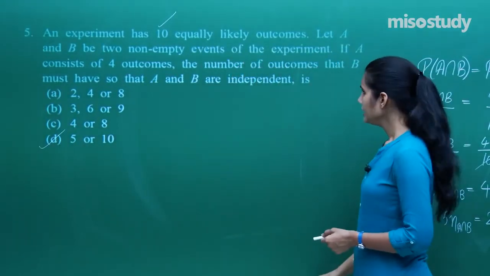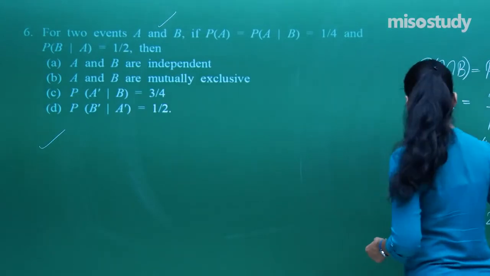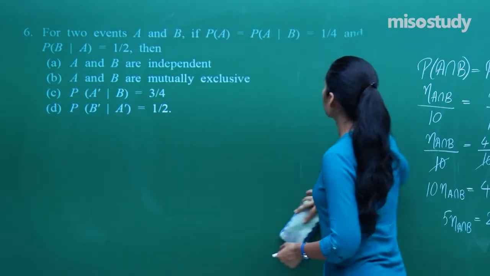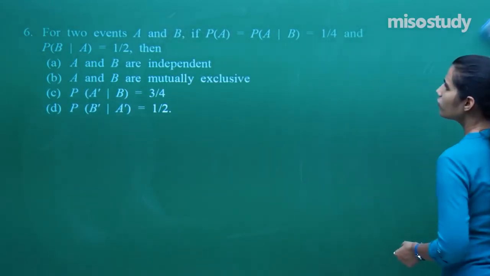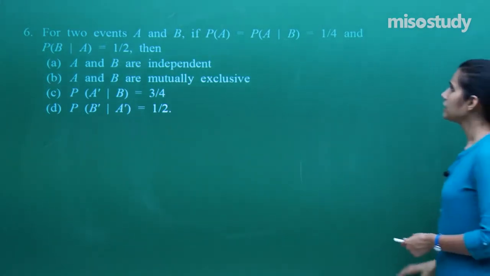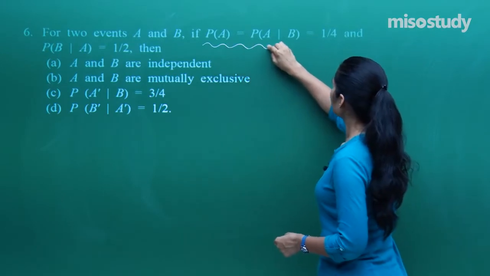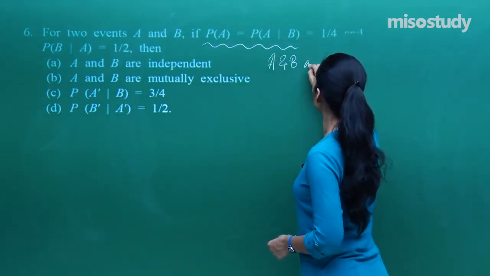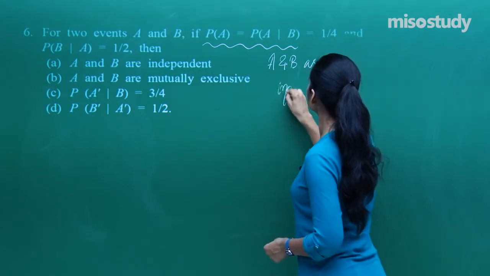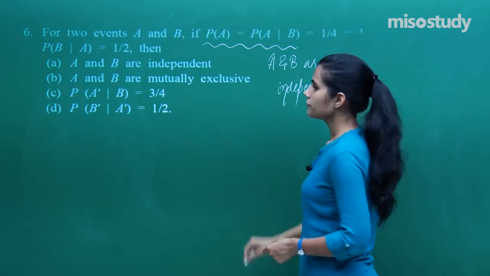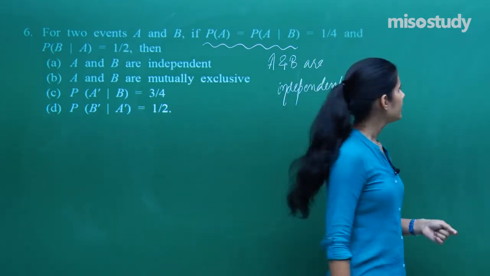Fine. Next, for two events A and B, if probability of A is equal to probability of A by B, which is 1 by 4, and probability of B by A is 1 by 2. Now see, what is given to you here, try to understand the indirectly given thing. If probability of A is probability of A by B, that means A and B are independent. Yes, that's what is given to you. Happening of B is not affecting the probability of happening of A.